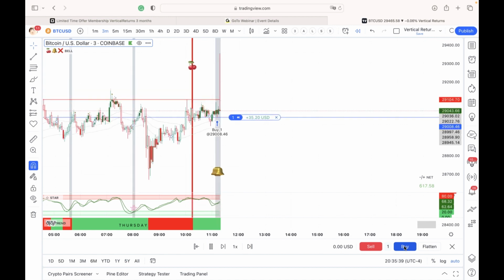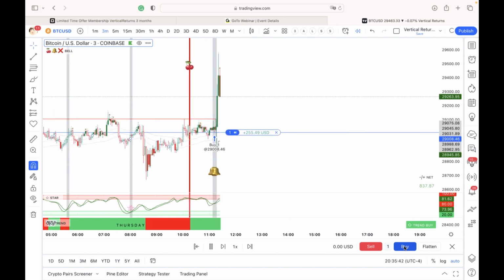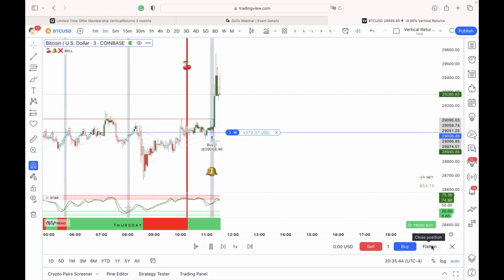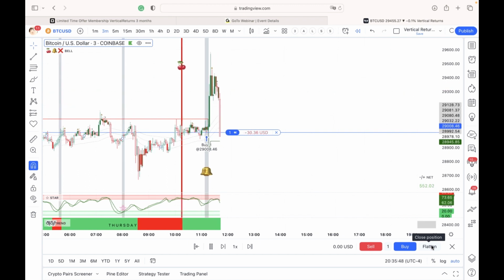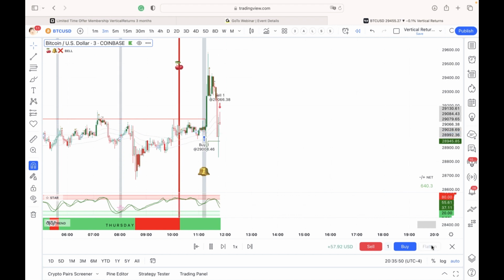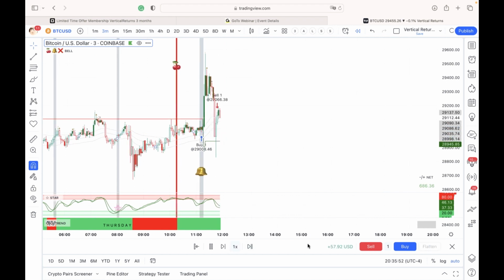Buy. All right. I could have bought in a few times, but I didn't. Okay. So now I'm going to go to flatten. And I can flatten now. Yeah. Oh. All right. Well.